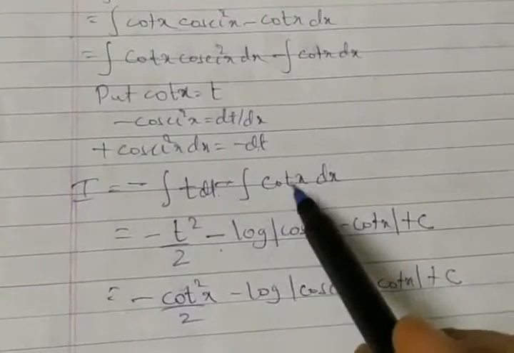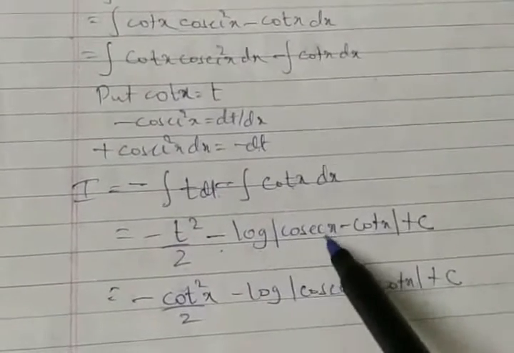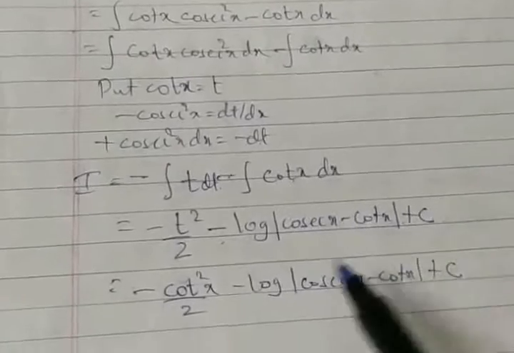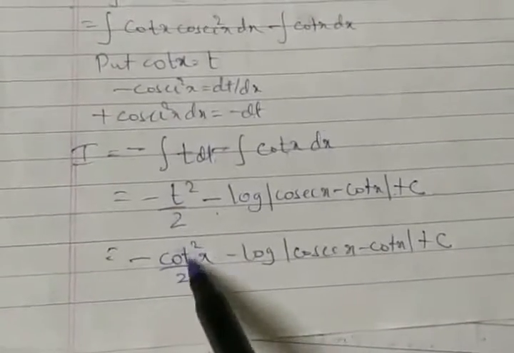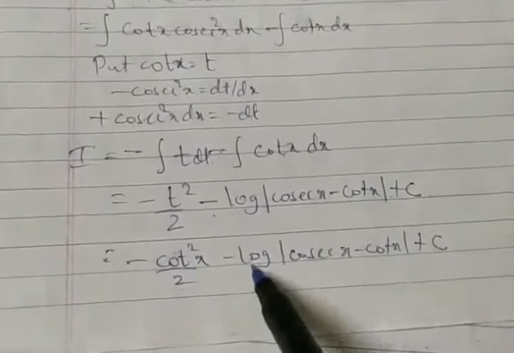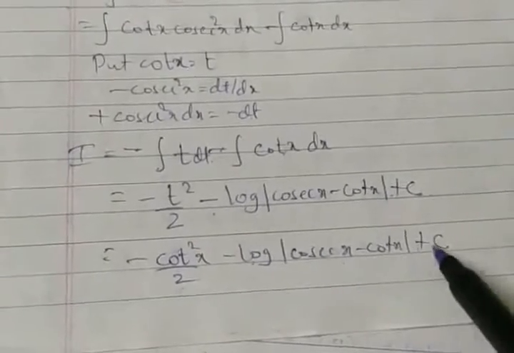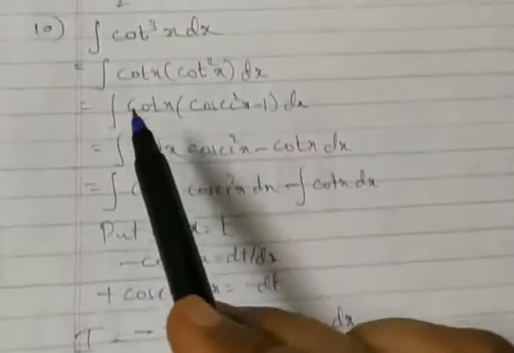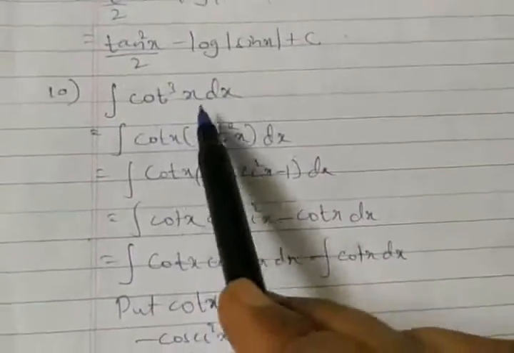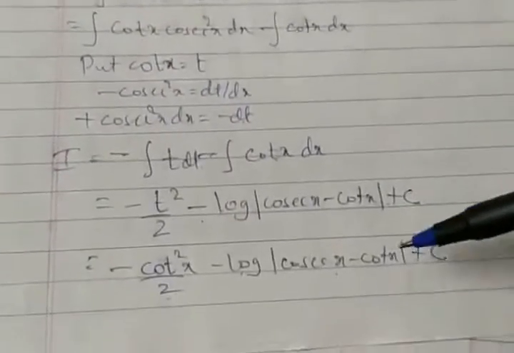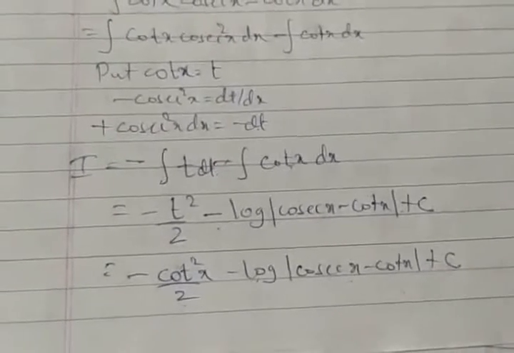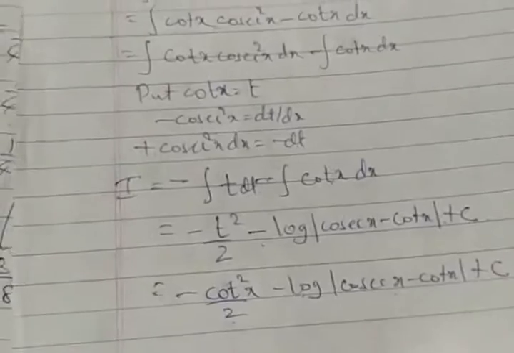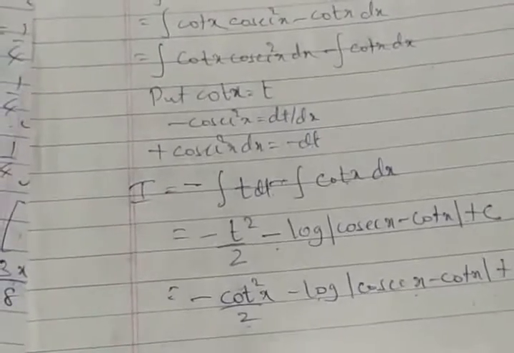What is the integration of cot x? It's log mod of cosec x minus cot x plus c. So t will be replaced here. So the final answer we expect is minus cot square x whole divided by 2 minus log mod of cosec x minus cot x plus c, which should be the answer for the integration of cot cube x. Okay, so please copy all these notes meanwhile. I hope you remember you have all the respective notes which I have given right from video 1.